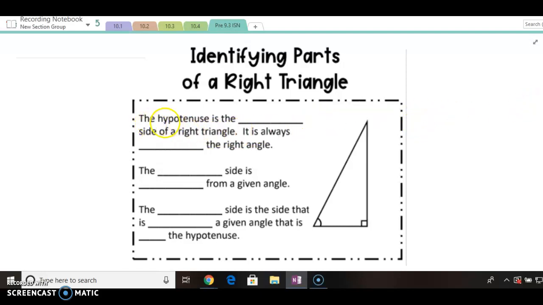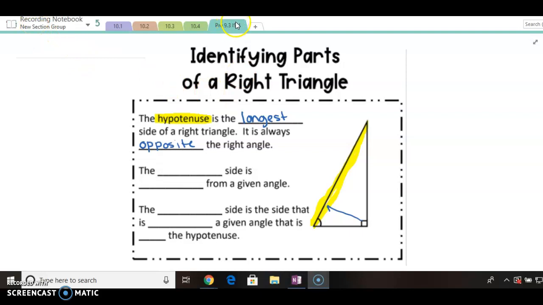The first one is the hypotenuse. Now the hypotenuse, as you should know, is always the longest side of a right triangle. And we also know that it is always opposite of the right angle. So if I look at this diagram, here's the right angle. If I go opposite, this here would be my hypotenuse. It's the longest side and it's across from the right angle.